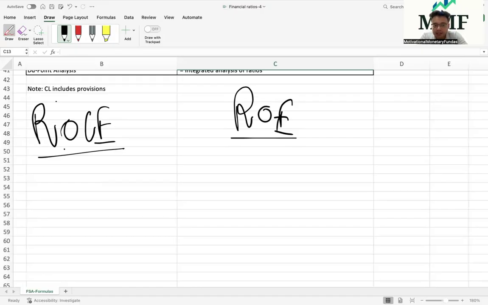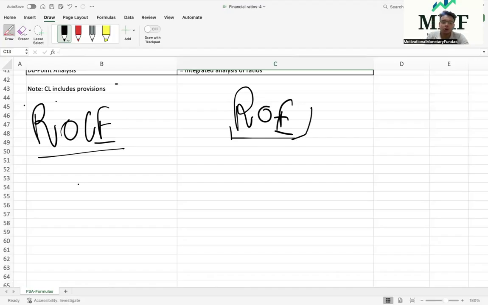So ROCE stands for return on capital employed. And ROE is the return on equity. Now, you should have heard about these terminologies already, very commonly used in markets. But ideally, we need to understand the difference between these two. Correct? Understanding the difference between these two is of paramount importance.